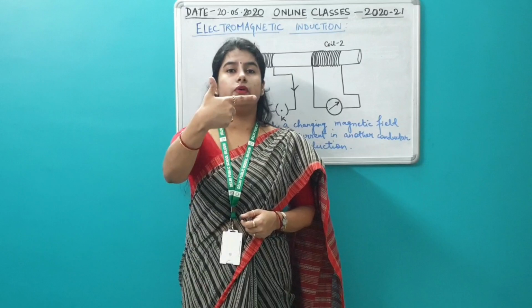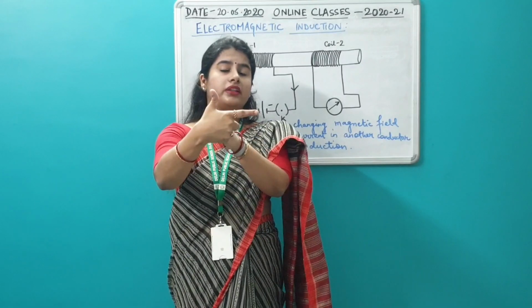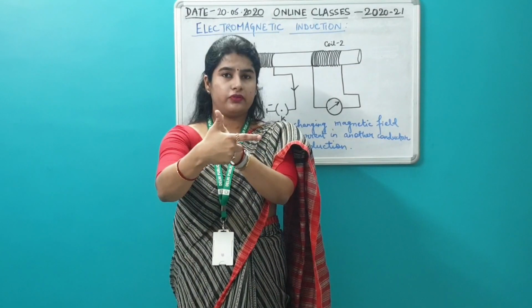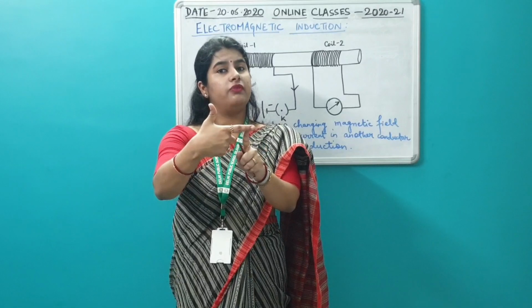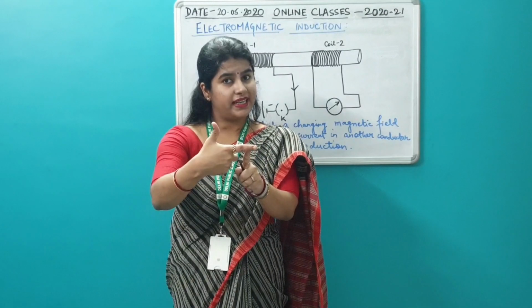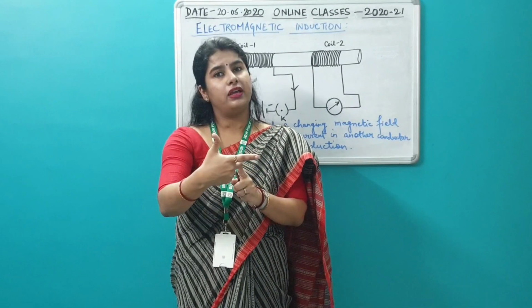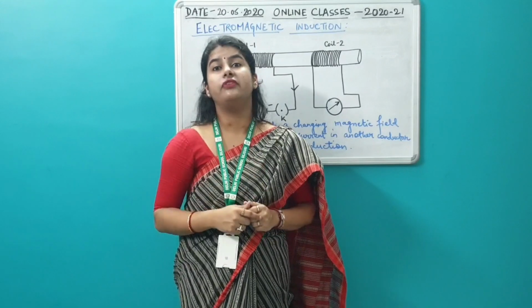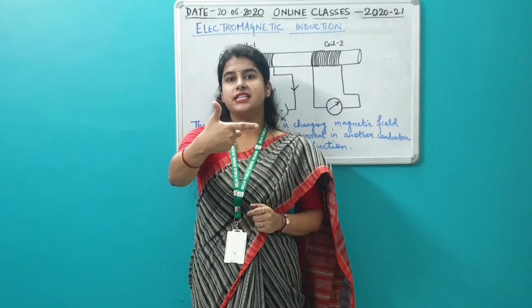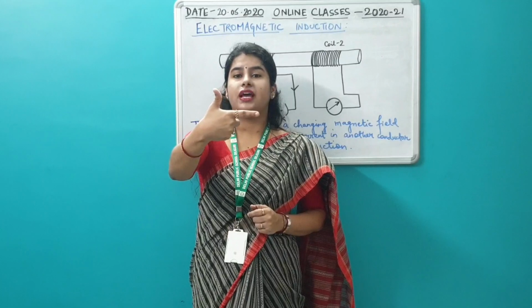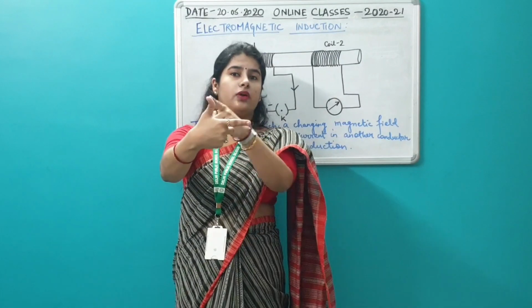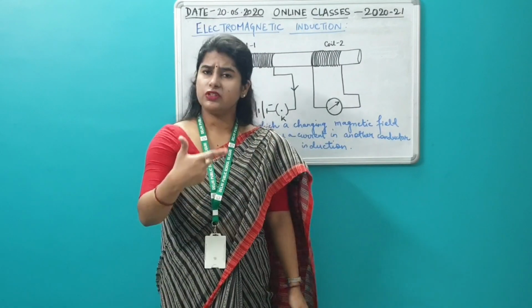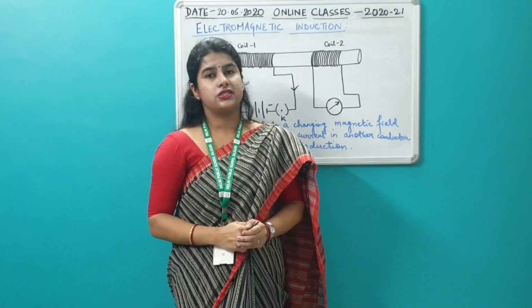So you can find out the direction of the induced current through Fleming's right hand rule. This is how you are going to place your right hand. Your thumb will show the movement of the conductor, your forefinger will point towards the direction of the magnetic field, and your middle finger will show you the direction of induced current. So you can try it along with me like this. If they are mutually perpendicular to each other, you have to keep it like this. Got it? So this is your Fleming's right hand rule.